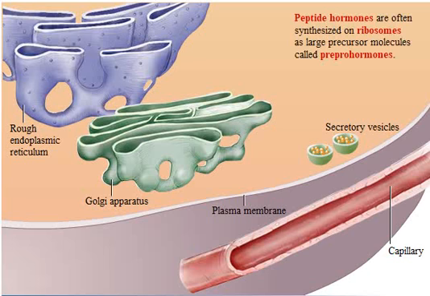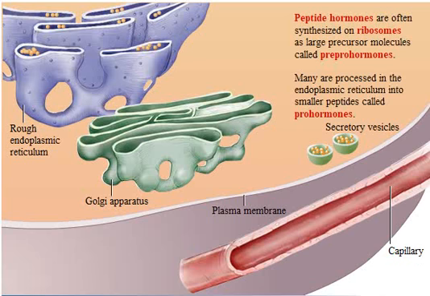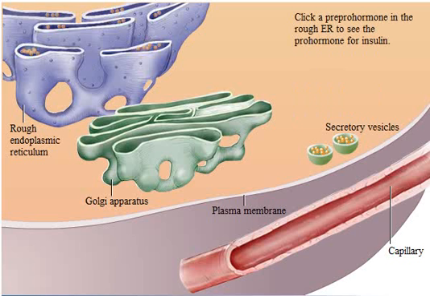Peptide hormones are synthesized on ribosomes often as large precursor molecules called preprohormones. Many are processed in the endoplasmic reticulum into smaller peptides called prohormones. Click a preprohormone in the rough ER to see the prohormone for insulin.